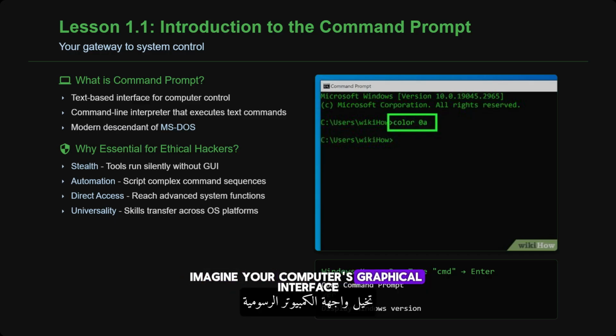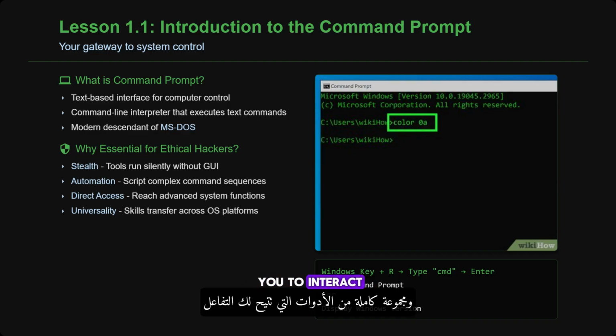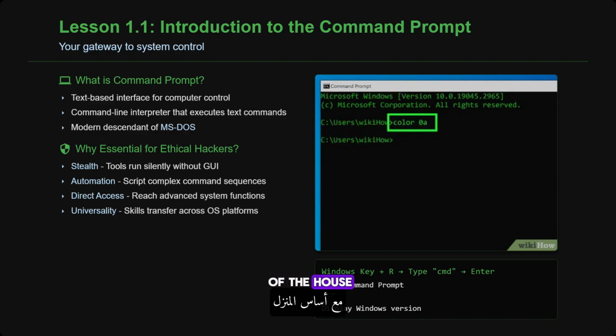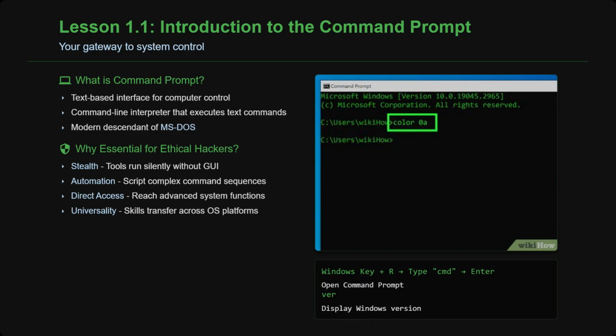Imagine your computer's graphical interface. The desktop, icons, and windows you click on is like a pre-furnished house. You can use the furniture, open the doors, and turn on the lights, but you're limited to what's already there. The command prompt, or CMD, is like being given the architectural blueprints and a full set of tools. It allows you to interact with the very foundation of the house, giving you direct, powerful, and granular control over the system. For an ethical hacker, this direct control is not just useful, it is essential.